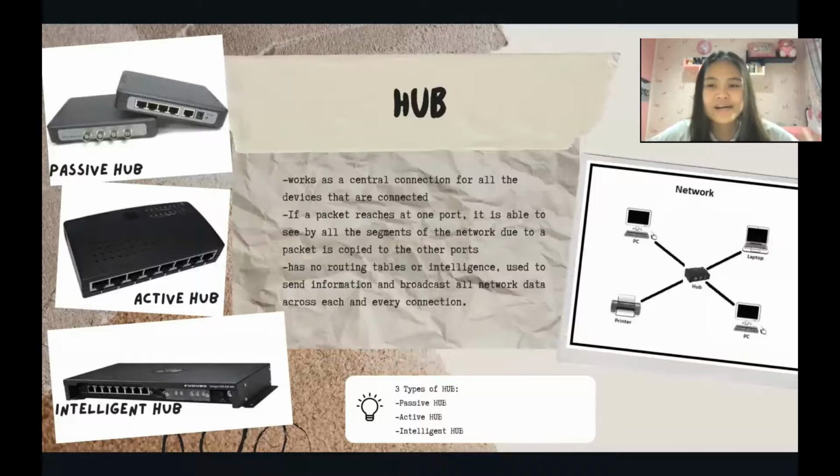First, hub. A hub, also known as a network hub, is used for connection of devices in a network. It works as a central connection for all the devices that are connected to it. It has numerous ports, so when a packet reaches one port, it is able to be seen by the segments of the network because the packet is broadcast to the other ports. It has no routing tables or intelligence, so it is used to send information and can broadcast all network data across each and every connection.